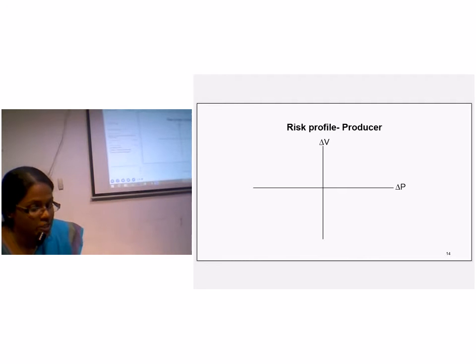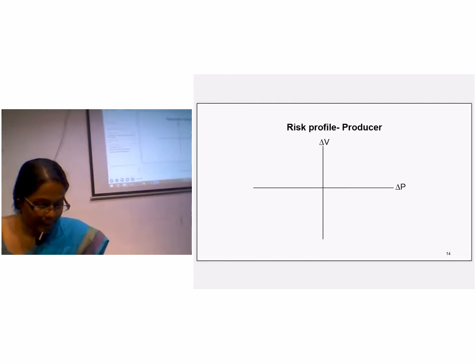When we are talking about the change in value of the firm, it is the same, right? Assume the original firm value is 1000, now it has become 900. Change in value is minus 100. So we have to plot that data point in the minus sign. That's why when we are drawing a risk profile, we have to incorporate both plus figures and minus figures.